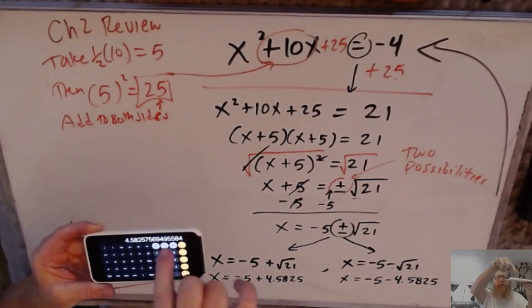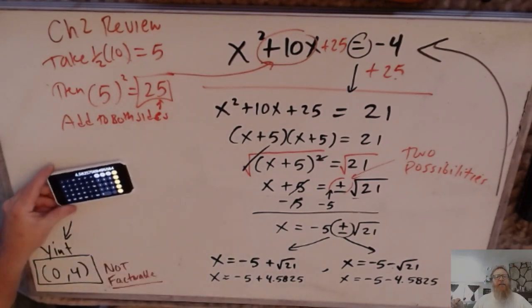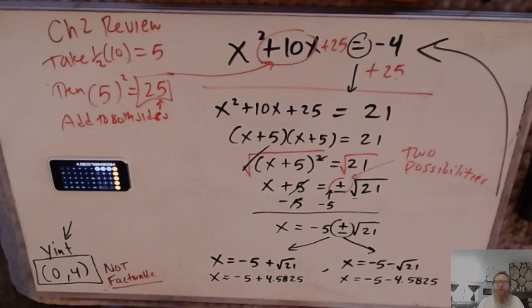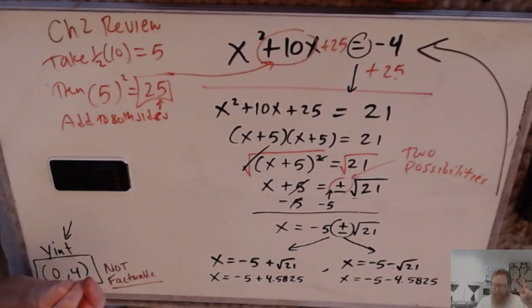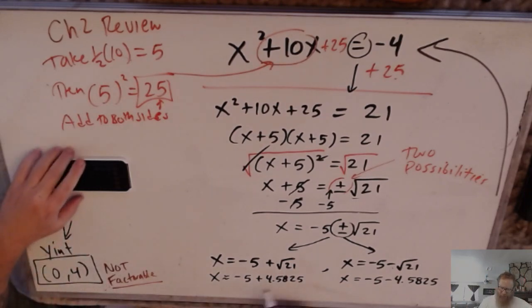In fact, you're probably better off just copying down the entire decimal. Round it when you're done. Let me read the directions. Round to 2 decimal places.